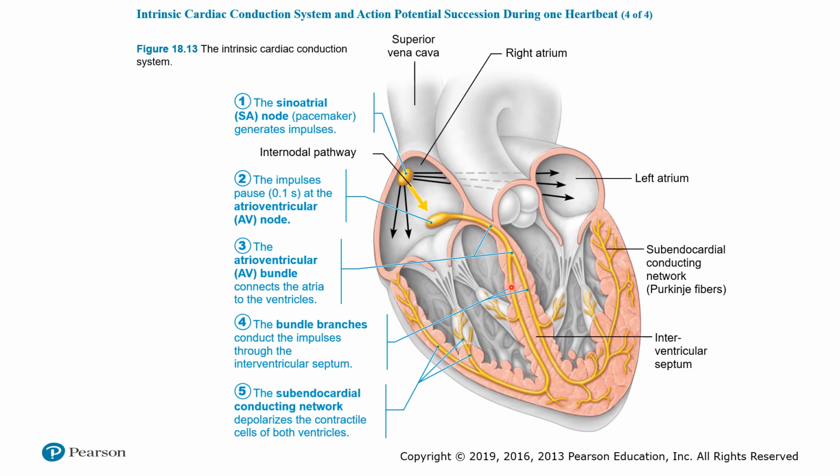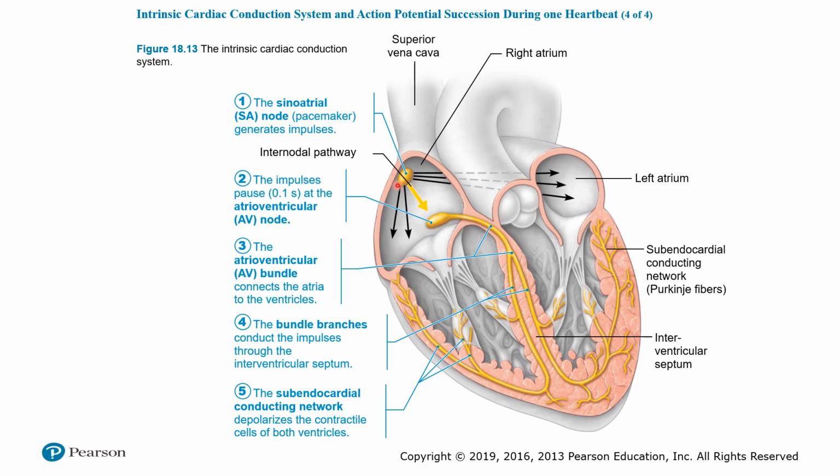So the electrical impulses travel down the bundle branches, then they go here on each side, and these are known as the subendocardial conducting network or the Purkinje fibers. So when it reaches here, the heart starts to contract from the apex. So this is the electrical activity of the heart.